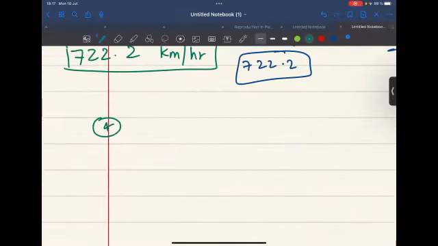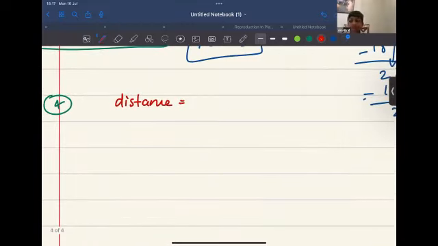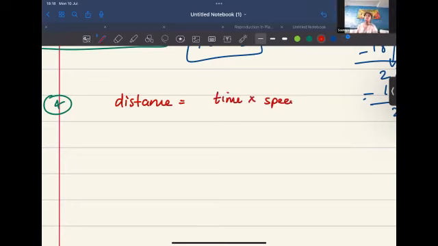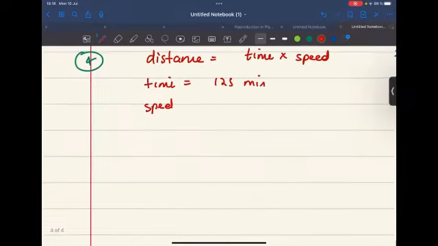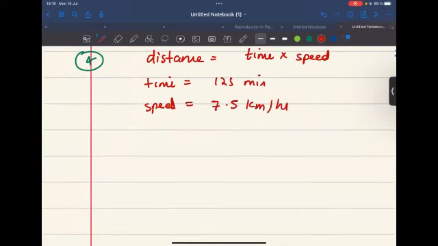You travel at a speed of 7.5 km per hour and reach the destination in 125 minutes. How far did you travel? So how far means what are they asking you to find? Ma'am, distance. What is the distance equals to? Speed into time. So what is the time given? Time is 125 minutes. And the speed given? 7.5 kilometer per hour.